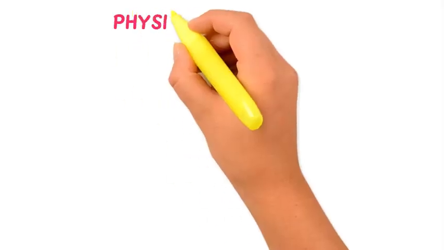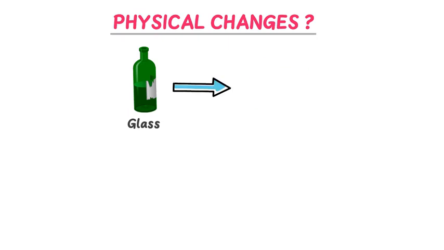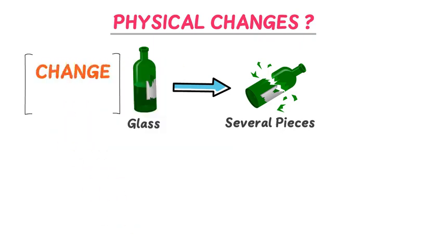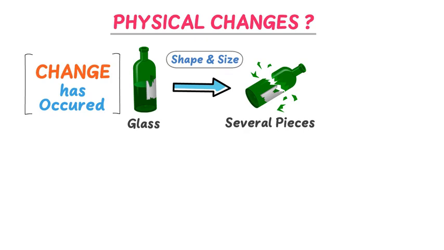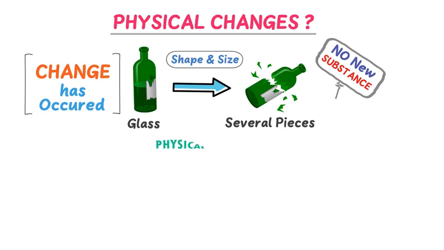Firstly, let me teach you what physical changes are. Well, consider a bottle made up of glass. Let this bottle fall and break into several small pieces. We say that a change has occurred in the system because the bottle changed its shape and size. We know that each and every piece of the bottle is still glass. Even though the glass changes shape and size when it breaks, it doesn't form a new substance. So this is an example of physical change.